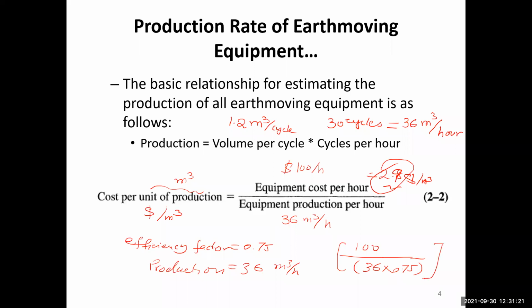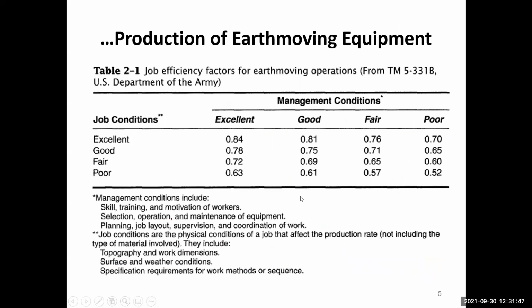The job efficiency factor means the equipment production will decrease in proportion to it, so the cost per unit of production will, of course, increase. For the estimation of the job efficiency factors, we can use these tables to determine the job conditions and the management conditions. For the management conditions, we can see these criteria: skill, training and motivation of the workers, selection, operation and maintenance of the equipment, planning, job layout, supervision. So we can subjectively rate the performance of the management conditions.